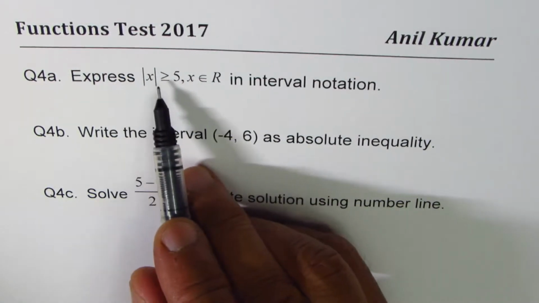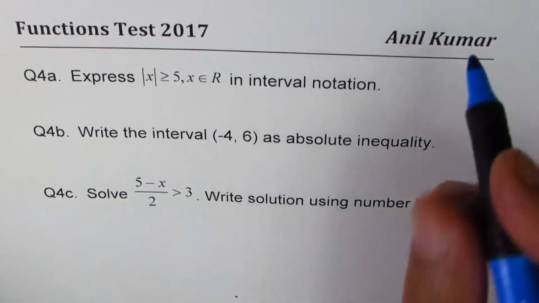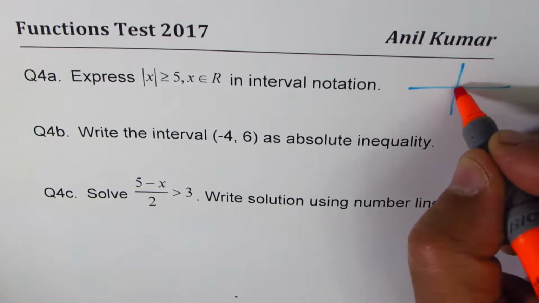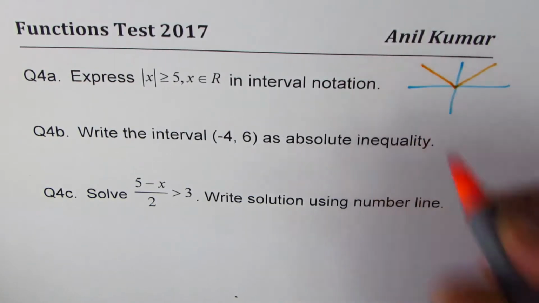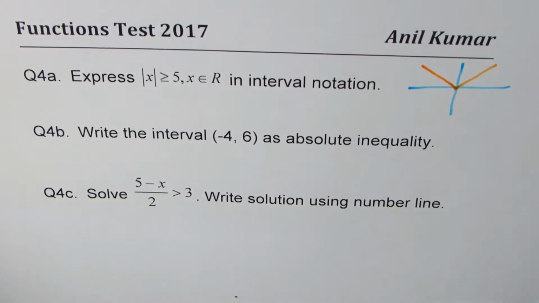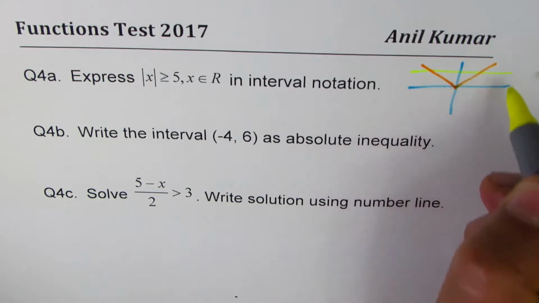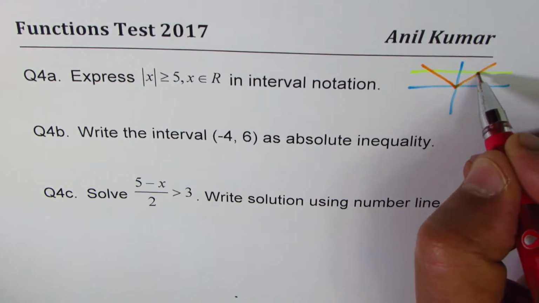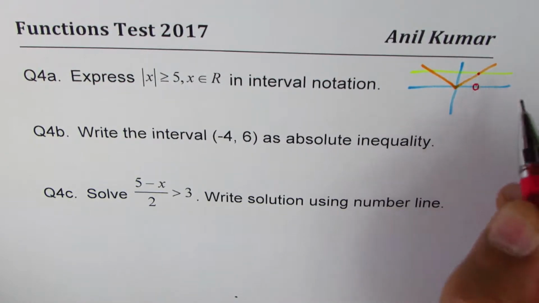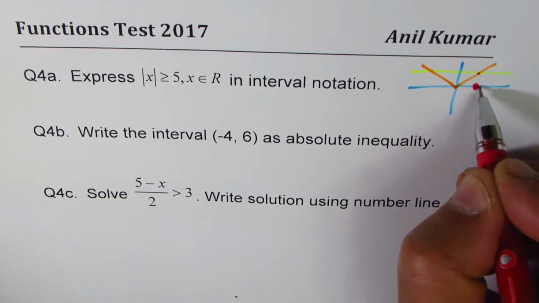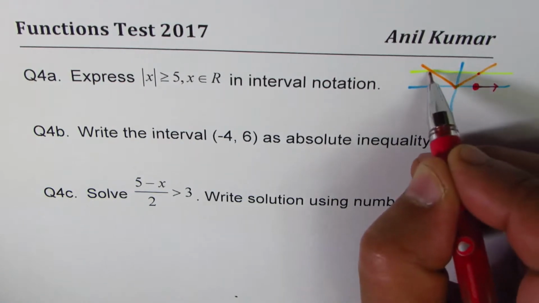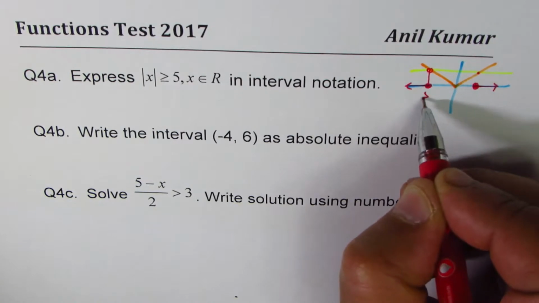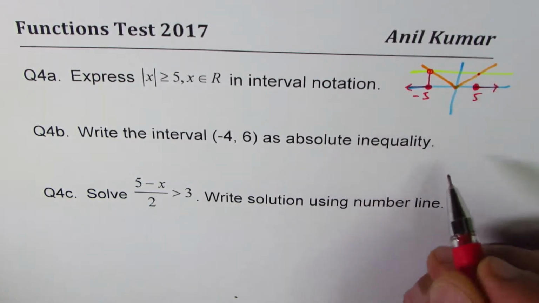We have this absolute x greater than or equal to 5. Let's try to understand it. It really means that if I sketch the absolute x function kind of like this, greater than or equal to 5 means that if I draw a line y equals 5, then all the values, this is equal to 5, which is also included in the answer. So all these values are greater than or equal to 5. Is it okay? Which is -5 and 5. So that is the solution.